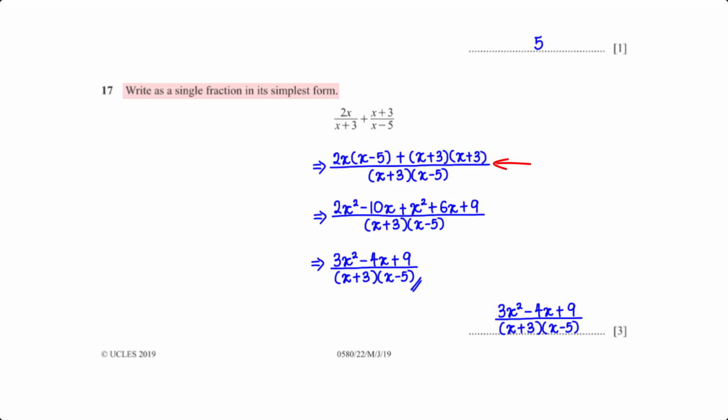When we expand 2x times x minus 5, we get 2x squared minus 10x. When we expand x plus 3 times x plus 3, we get x squared plus 6x plus 9. 2x squared plus x squared is 3x squared. Minus 10x plus 6x is minus 4x. And so our final answer here is 3x squared minus 4x plus 9 divided by x plus 3 times x minus 5.